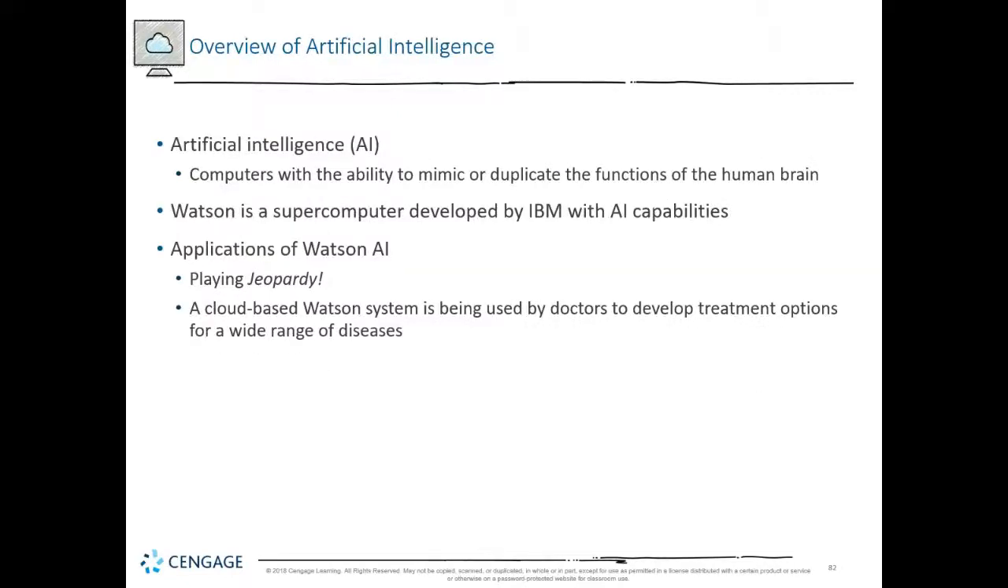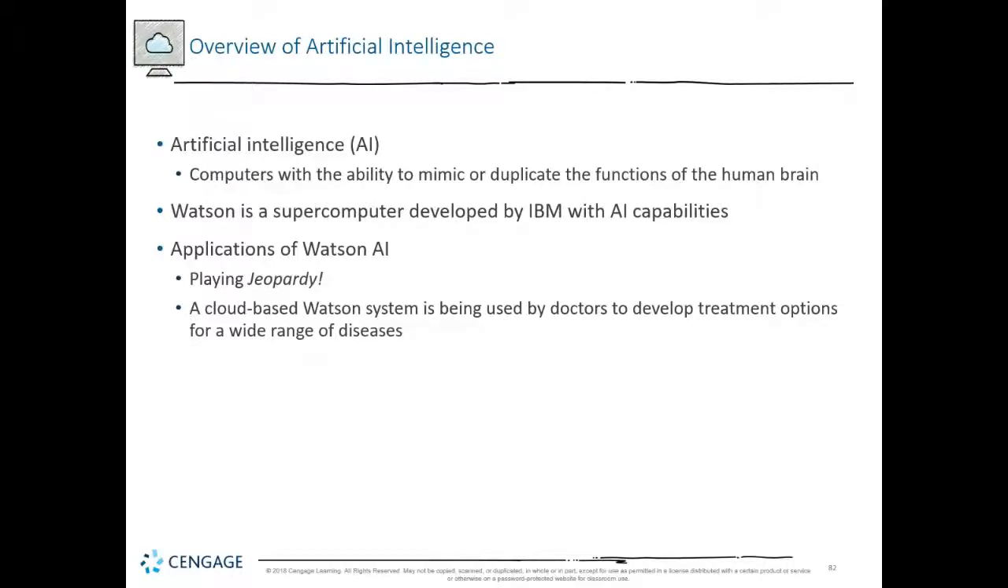Overview of artificial intelligence. Artificial intelligence, AI, refers to computers with the ability to mimic or duplicate the function of the human brain. Watson is a supercomputer developed by IBM with AI capabilities. One application of Watson AI was playing Jeopardy.